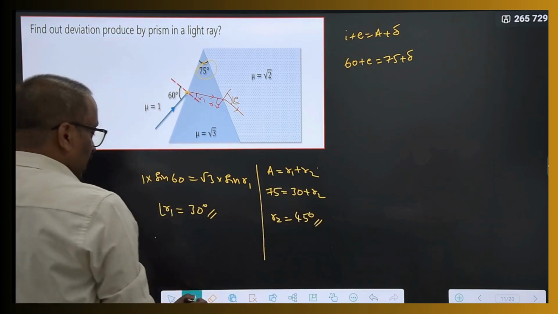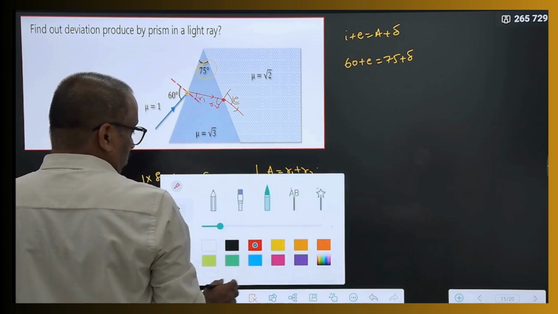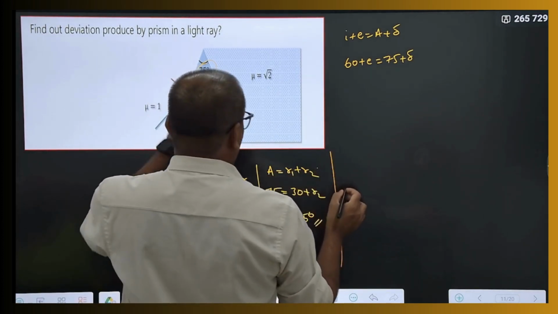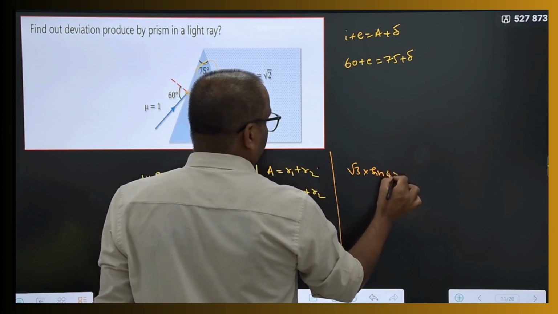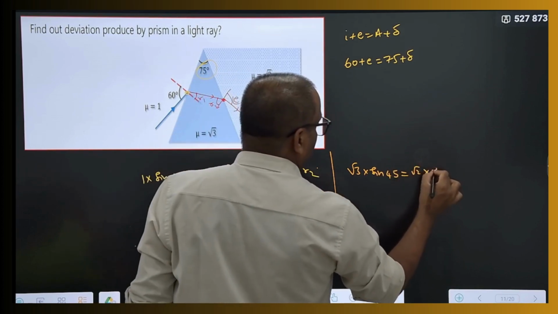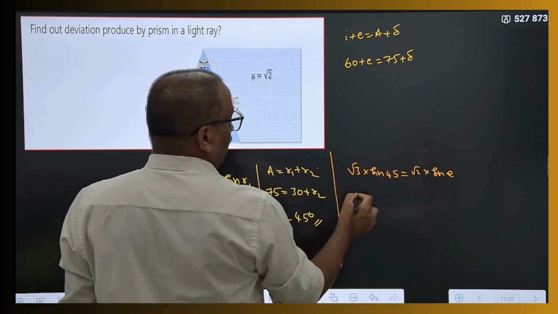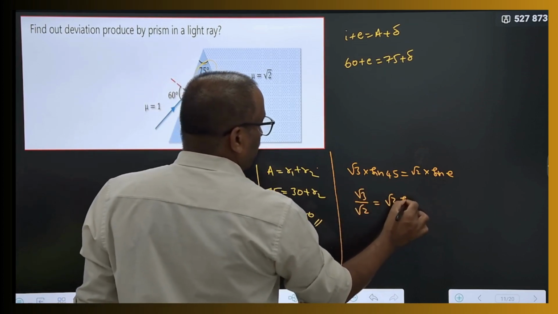Again apply Snell's law here now. So how to get it with Snell's law here? Traveling from the denser medium, root 3 into sin 45 will be equal to entering into root 2 into sin E. Clear? Now root 3 by root 2 is equal to root 2 into sin E.